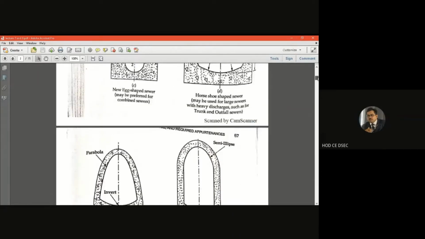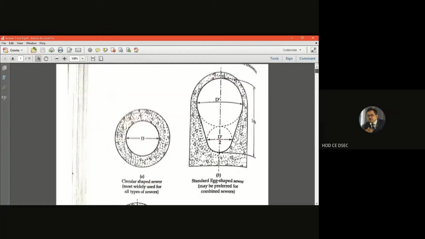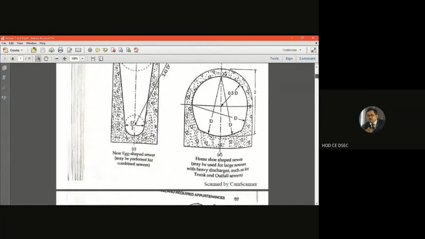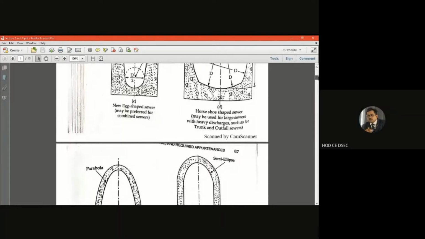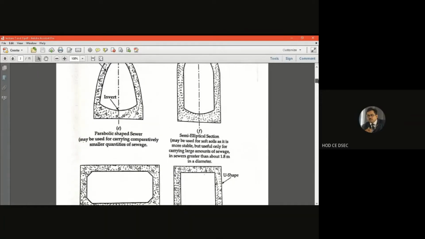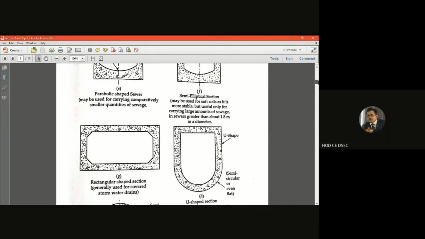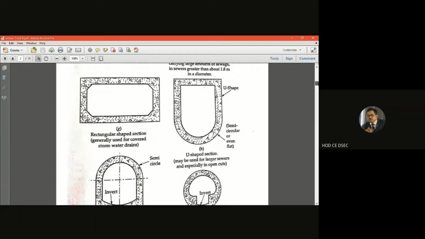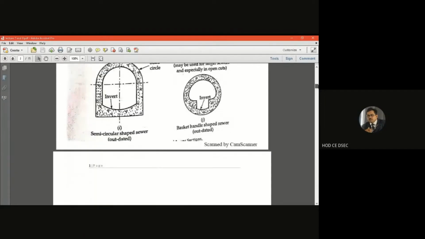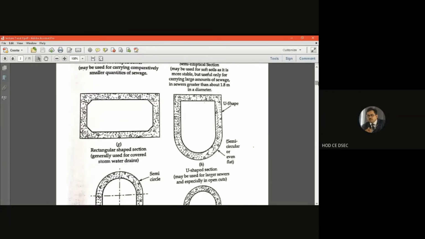So we can stick to a design with these 8 shapes of sewer: circular, standard egg-shaped, new egg-shaped, horseshoe shaped, parabolic shaped, semi-elliptical shape, rectangular, and the last one I have described, the U-shaped section. So these are all about the different shapes of the sewer. It is the conveying system of the sewage, a conveyor through which the sewage flows. These are the different shapes as per your module 3 that I have described.